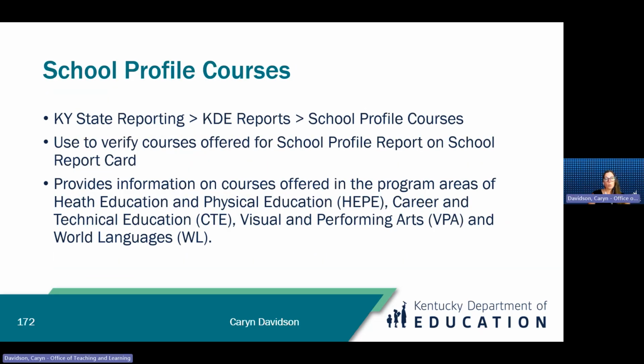We also have these school profile courses. Very similar to our last report, this will assist you in checking the courses offered section of the school profile courses, which also appears under general education coursework. It's for the program areas of health education and physical education, career and technical education, which is called career studies on the card, visual and performing arts, and world languages.